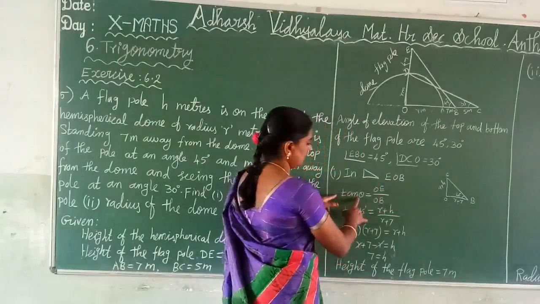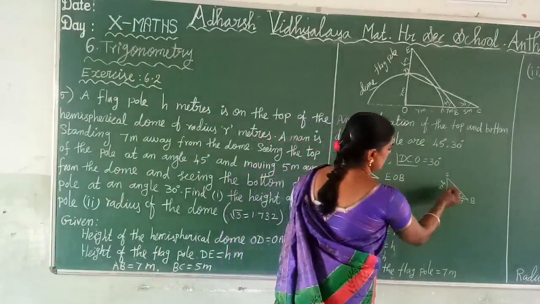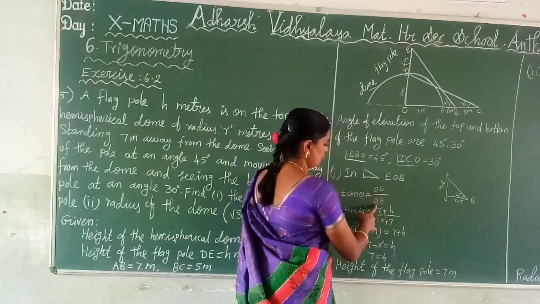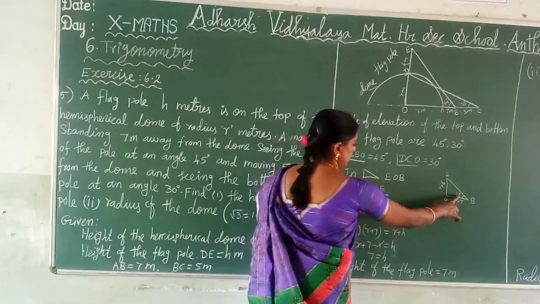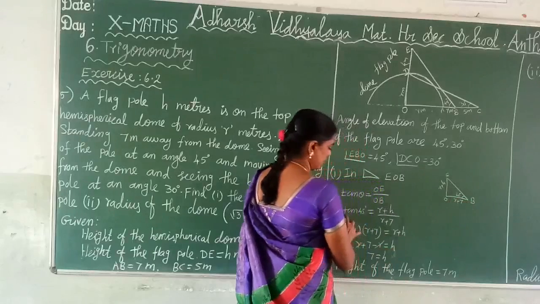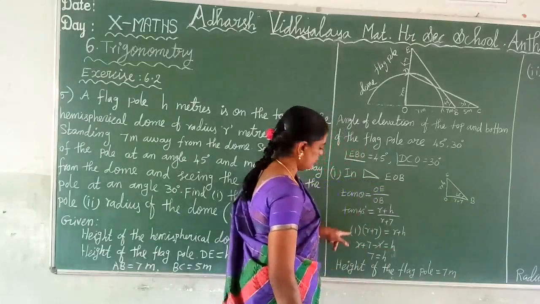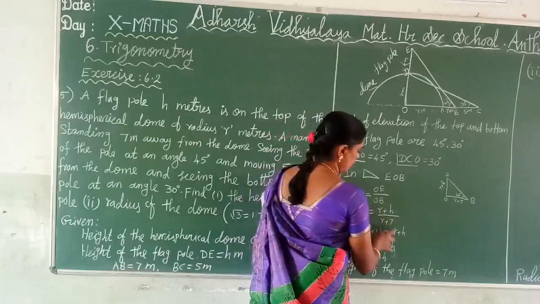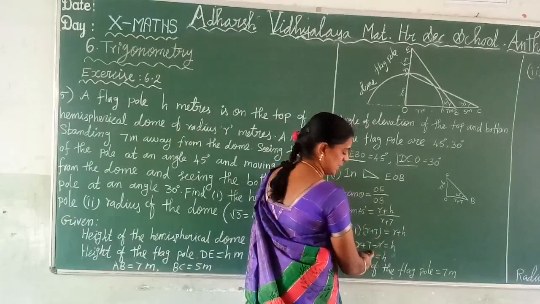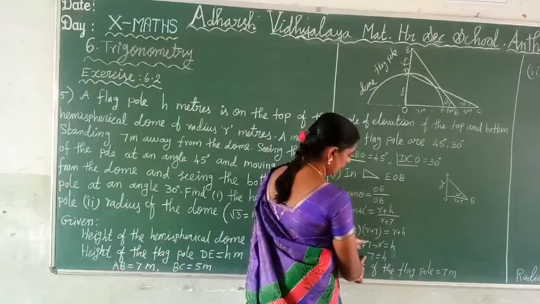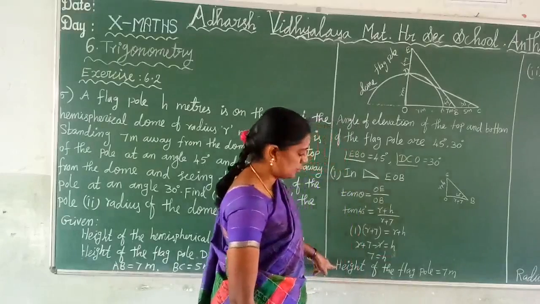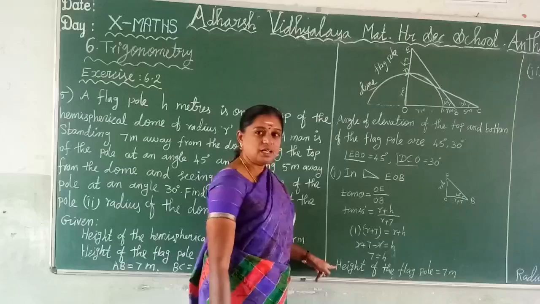So tan theta is equal to opposite by adjacent. Theta's opposite is what? OE by adjacent OB. So OE by OB. So tan 45 degree is equal to OE by OB, that is R plus H by R plus 7. Tan 45 degree table value 1. So 1 into R plus 7 is equal to R plus H. So R plus 7 minus R is equal to H. R cancels. So 7 is equal to H. Therefore height of the flagpole is equal to 7 meter.